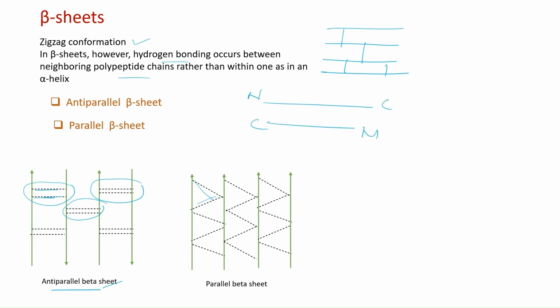If the arrangement is like this, that means amino terminal of one chain is in front of carboxyl terminal of another chain, then it is known as antiparallel. If the amino terminal of one chain is in front of amino terminal of another chain, then it is known as parallel beta sheets. In case of antiparallel beta sheets, the hydrogen bond can be formed in a proper way, hence it is more stable compared to the parallel one.